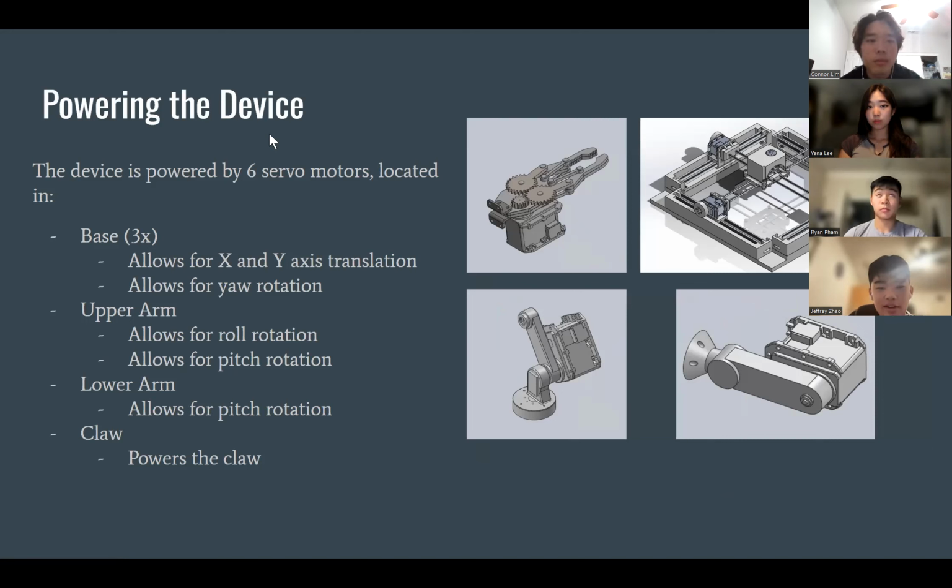Next is powering the device, and the device is powered by 6 servo motors, of which there are 3 located in the base. The motors in the base allow for X and Y axis translation and allow for yaw rotation. And there's one motor in the upper arm which allows for roll and pitch, and the lower arm allows for pitch, and the claw just simply powers the claw.